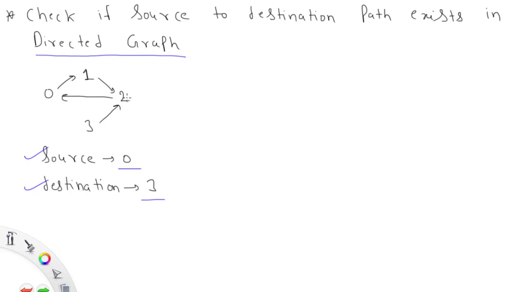Similarly, let's say if my source is 2 and destination is 3, then also it is not possible. But let's say if my source is 0 and destination is 2, then this path is possible. And similarly, if my source is 2 and destination is 1, then also it is possible because then I can go from 2 to 0 and then 0 to 1, right? So if my path was from 0 to 2, I can check if I can go from 0 to 1, and if there is a path from 1 to 2, then I can easily go from 0 to 2, right?